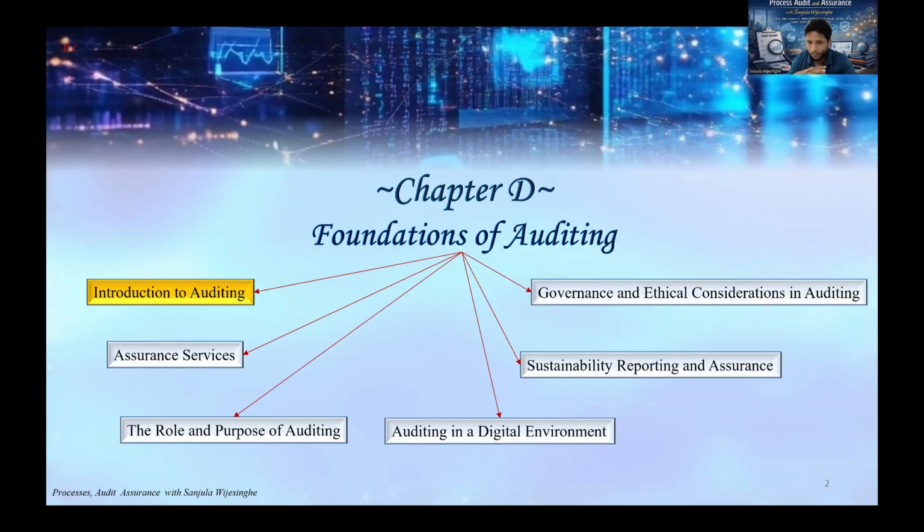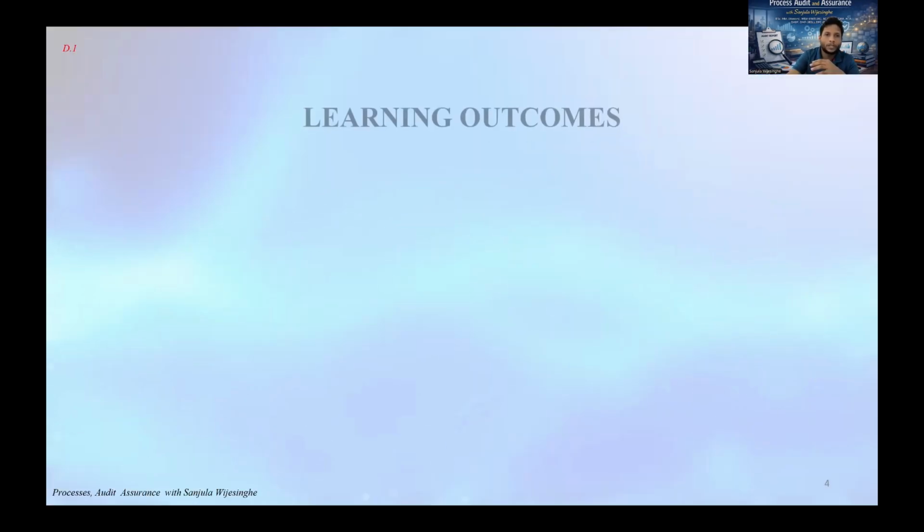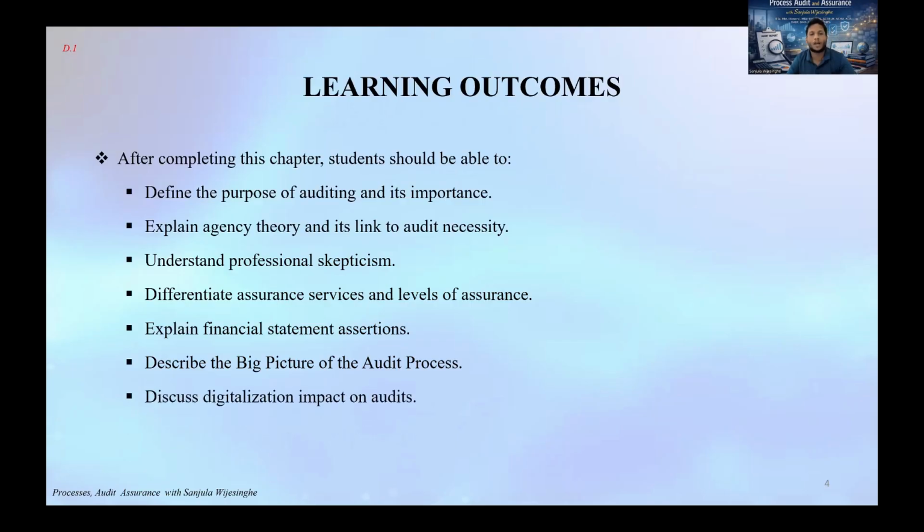Now we will see what we are going to do under this particular chapter. Without talking much, we will go to the learning outcomes. These learning outcomes are for the entire lesson, not for one part, introduction to auditing, but for all six subparts. For example, purpose of auditing, agency theory and how it links to audit necessity, understand professional skepticism, differentiate assurance services and levels of assurance, explain financial statement assertions, describe the big picture of the audit process, discuss digitalization's impact on audits, and define sustainability reporting and assurance.